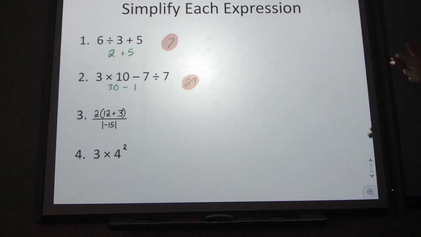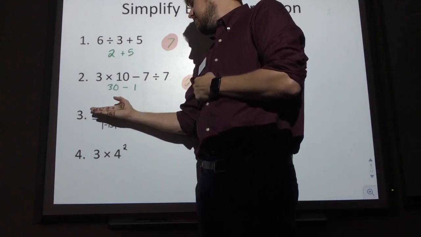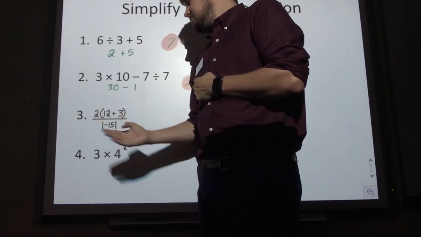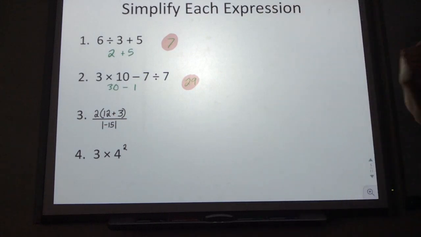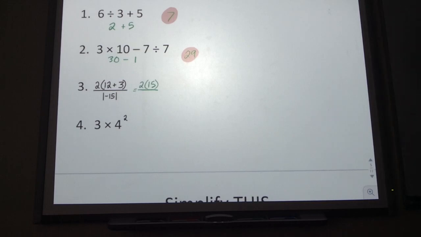Okay, another thing that is a grouping symbol is the division line. This stuff is all grouped together, and this stuff is all grouped together. So we want to do it in that order. Okay? So first, parentheses. So that 12 plus 3 is 15. And then the 2's outside over, what is the absolute value of negative 15?